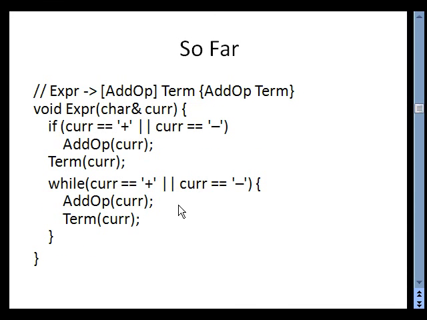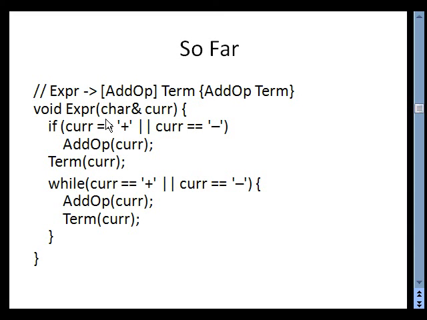So here's what we have so far. Remember, this is the rule for expression. There's an optional addition operator at the beginning of the rule. So there might be a plus or minus there, there might not. Then there's a term, and then maybe you have plus another term, minus another term, minus another term, and so forth. Or maybe you have nothing out here. Maybe this term is all you have.